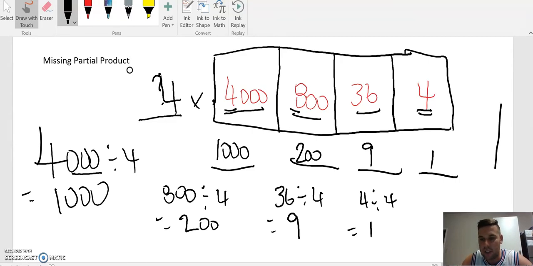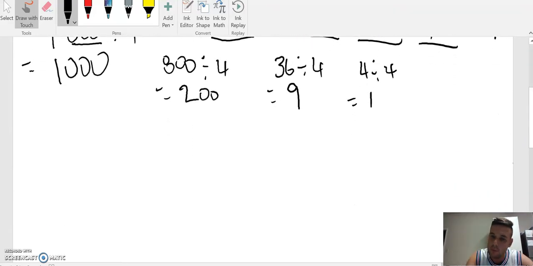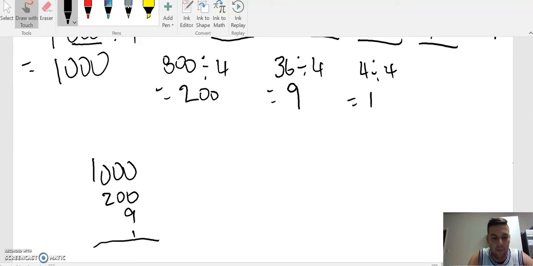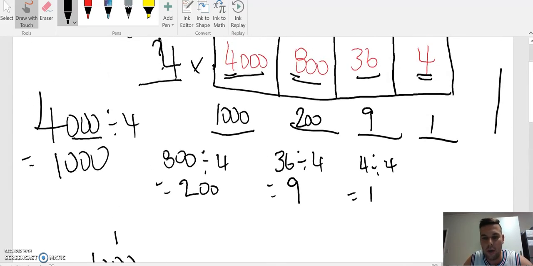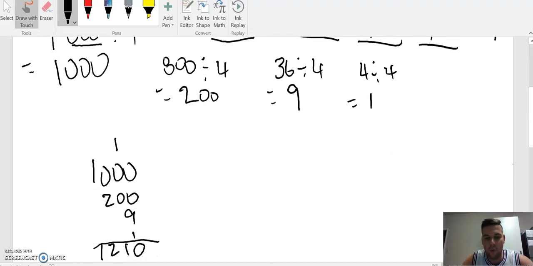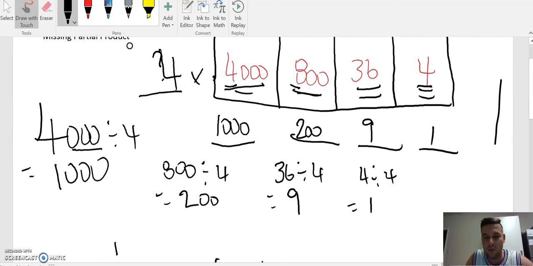So if we add all those numbers together, a little bit higher, apologies boys. If we add them together, 1,000 plus 200 plus 9 plus 1, we know our final answer here. We add those numbers together, we've got 4 multiplied by 1,210 equals, and now we must add these 4 numbers together again.